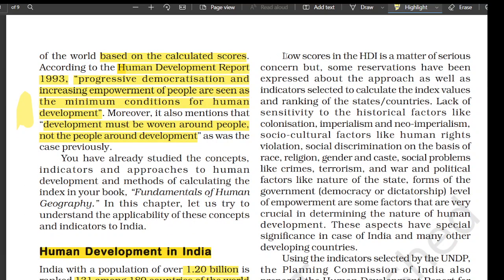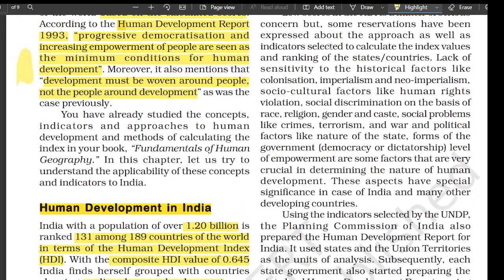Low scores in HDI is a matter of serious concern, but some reservations have been expressed about the approach as well as indicators selected to calculate the index values and rankings of states/countries.